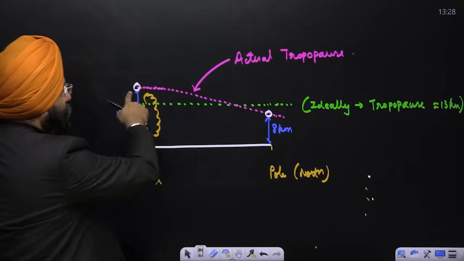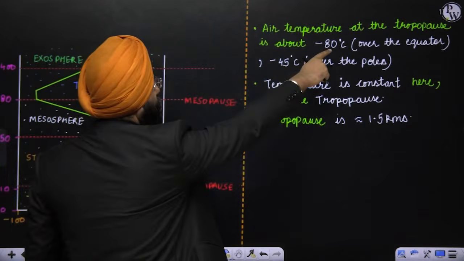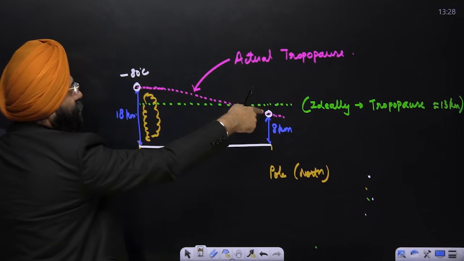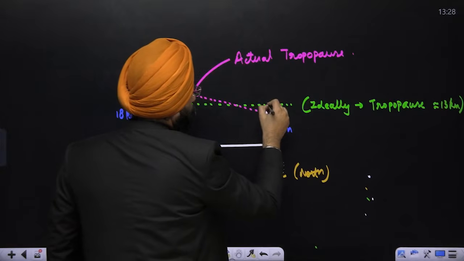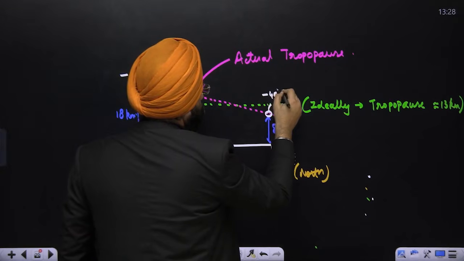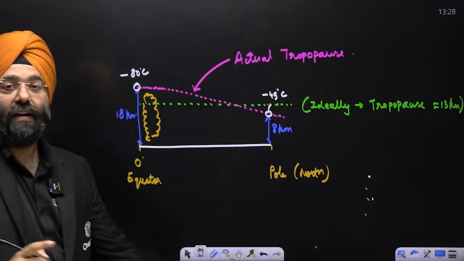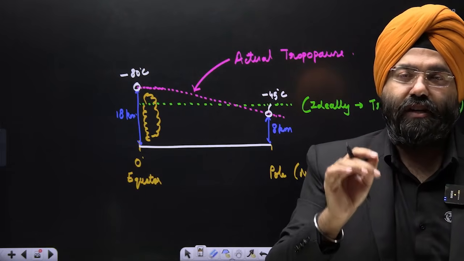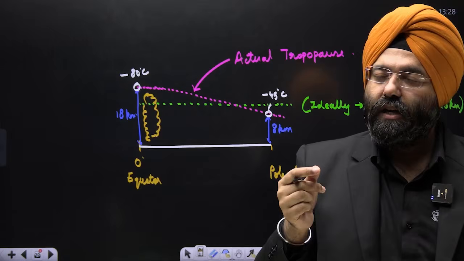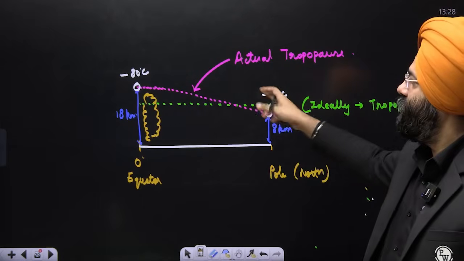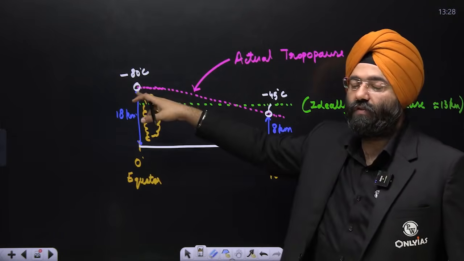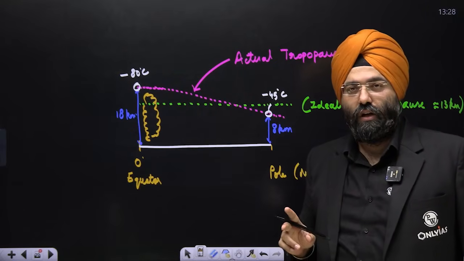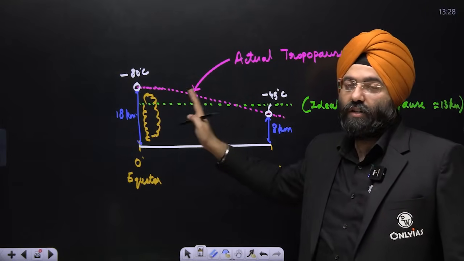So if I say 18 kilometers, you will realize it is minus 80 degrees Celsius here and minus 45 degrees Celsius here. Clear? Minus 45 degrees Celsius here. So please remember, you might get confused if they ask you that above the poles at the troposphere there is minus 80 degrees Celsius and at the equator it is minus 45. You will say, yes, it is a cold region. Yes, there will be minus 45. No. This is a reality. So you should understand this phenomenon, what it means.